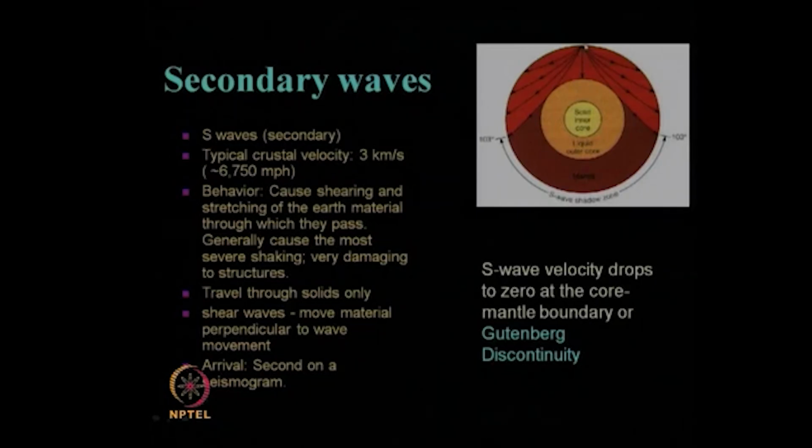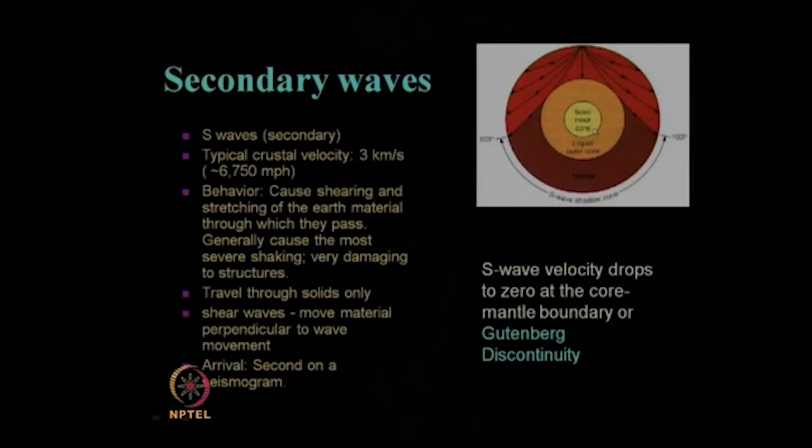So, obviously, if any shear wave is coming from this epicentral or hypocentral point to this point, automatically it cannot travel further into another medium, because it is in a liquid state and shear waves can travel only in solid media. So, that velocity drops to 0 at this boundary. This boundary between the mantle and outer core is called the Gutenberg discontinuity, where the shear wave velocity drops to 0.